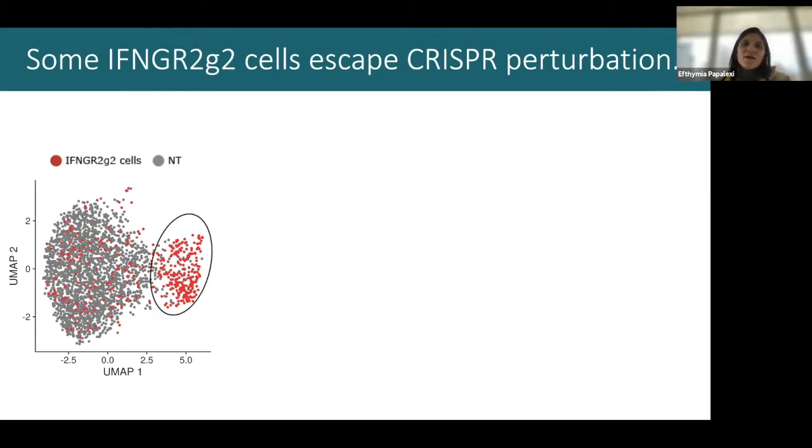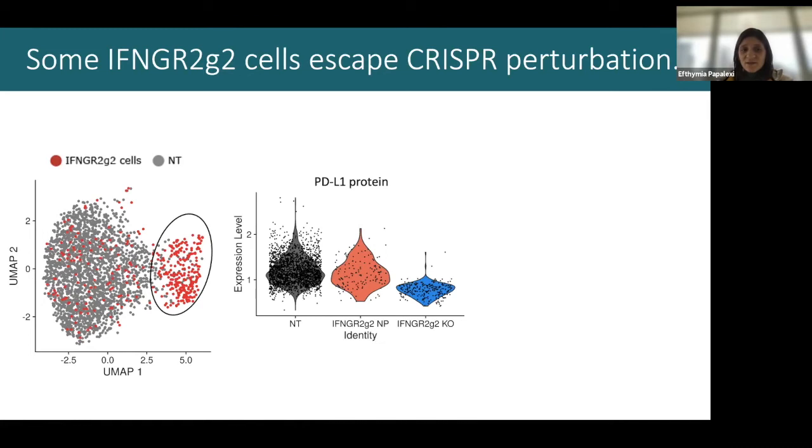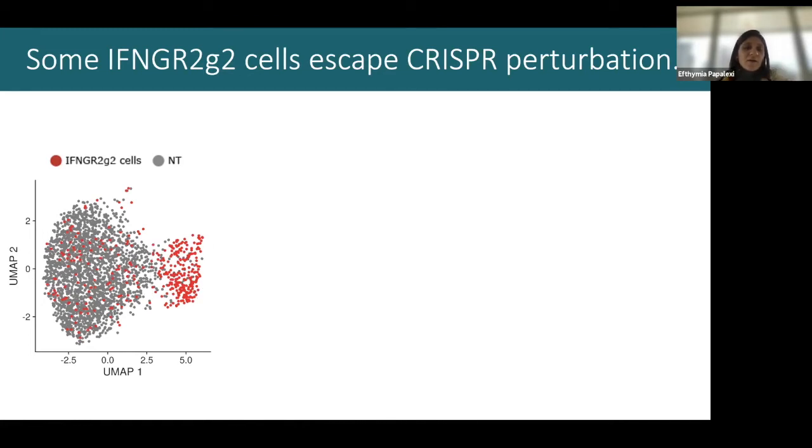The reason for that is because we have an additional source of variation in the data set that we never considered before when analyzing the cells. So this is what we found. If you look at cells that express one single guide RNA targeting the interferon gamma receptor 2 locus, all these cells in red, you'll see that there are cells that form their own cluster, but there are also cells that overlap in the same cluster as the non-targeting control cells. And so this made us think that maybe some of these cells, despite the fact that they're expressing a guide RNA, are not perturbed. They have escaped CRISPR perturbation somehow.